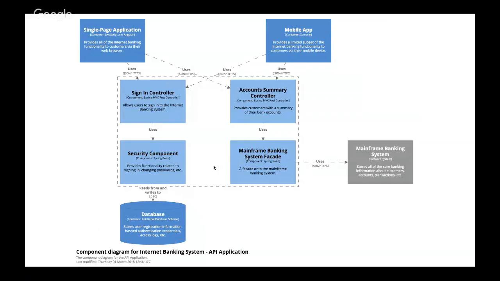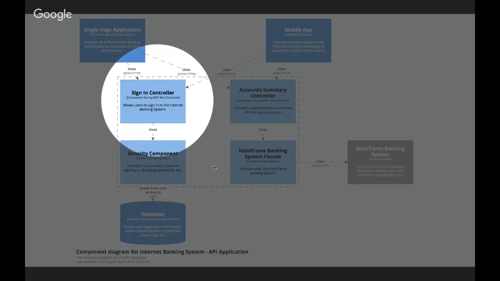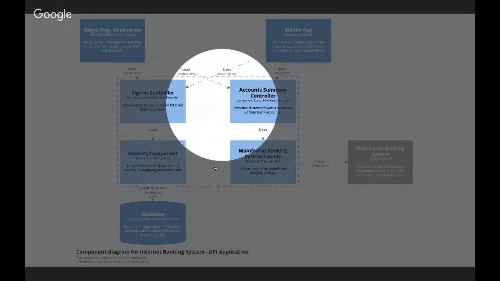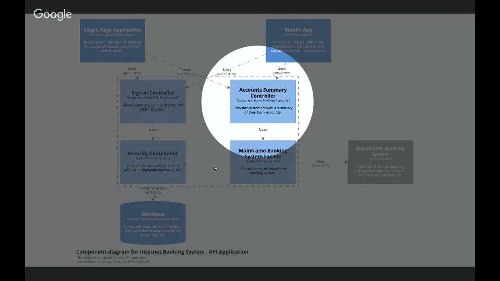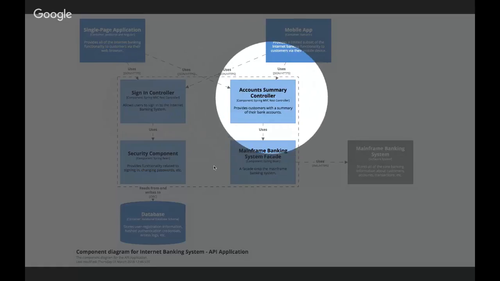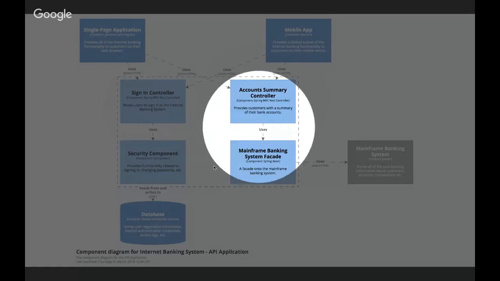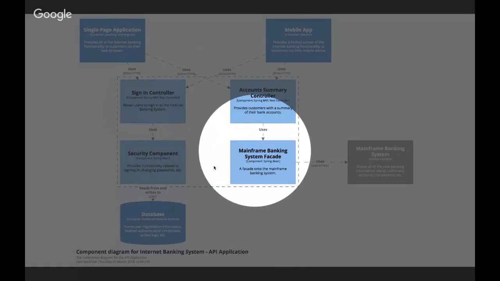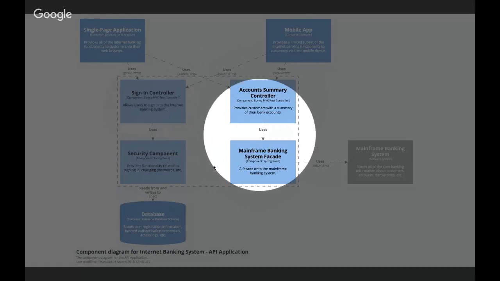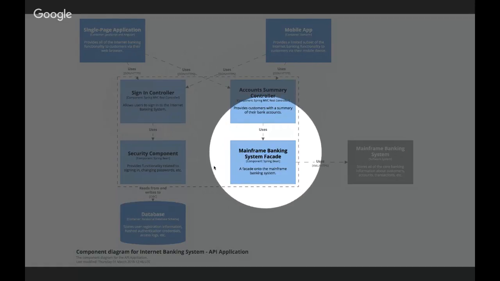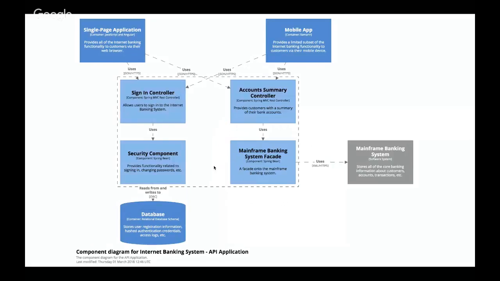And here we can see that maybe there's a sign-in controller. Maybe this is a Spring MVC REST controller. There's some sort of accounts summary controller. So maybe that's providing a nice API to get information about accounts. That might be using some sort of backend. The account summary controller might be using some sort of mainframe banking system facade. So maybe we've wrapped up all of the connectivity logic to the mainframe system into that thing there.